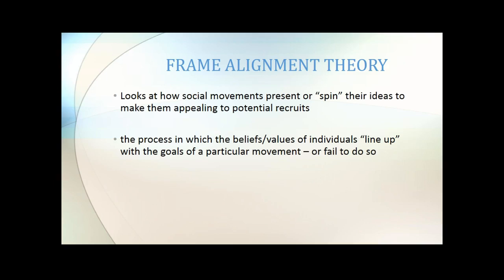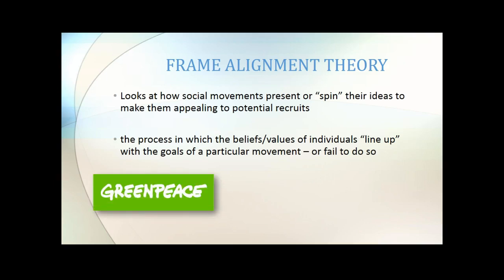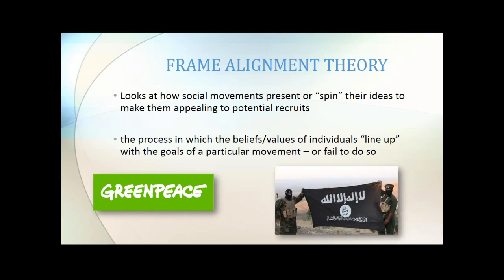Specifically, frame alignment examines how social movements present and modify their ideas in order to line up with the beliefs and aspirations of potential group members. In the case of Greenpeace or other environmental organizations, there's a good deal of emphasis on aligning the green consciousness of its message with the sentiments that are out there in the general population. A very different example is ISIS, which has successfully attracted thousands of fighters by aligning its message of anti-Western sentiment and violent heroism with the discontentment and frustrations of potential recruits.